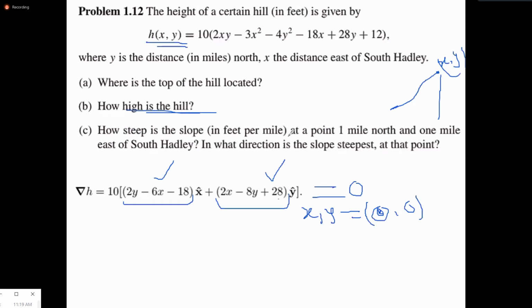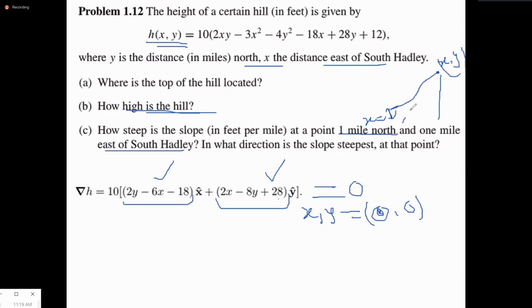How steep is the slope at the point 1 mile north and 1 mile east of South Hadley? You will correspondingly get the coordinates. 1 mile north should be y equals 1, and 1 mile east should be x equals 1.